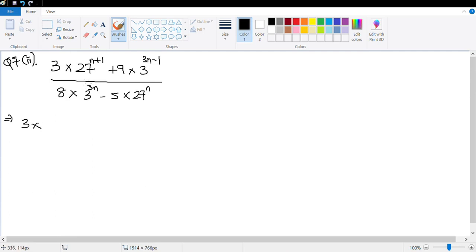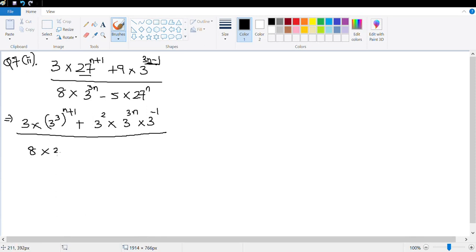So let's first write it in the simplest form. That 3 into 27 can be written as 3 into 3 cubed to the power n plus 1, plus 9 can be written as 3 square multiplied with 3 to the power 3n multiplied with 3 to the power negative 1. Why? Because I noticed that 3 to the power 3n seems to be common between these two elements in the numerator. Let's see how it works. And 8 into 3 to the power 3n minus 5 into 3 cube raised to the power n.